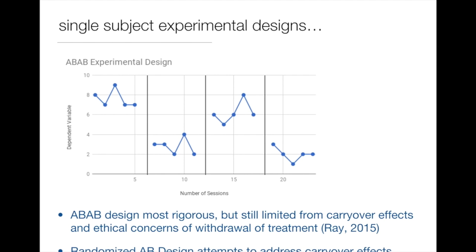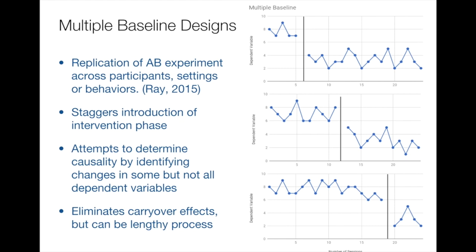If you want to deal with the carryover effects, you can use a randomized A/B design, and this helps to address it. But actually, with both of these, there are ethical concerns anytime you're withdrawing a treatment that's actually working successfully on a client. And so if there are ethical concerns, one of the things you can do instead of those designs would be a multiple baseline design. This is the replication of the A/B experiment across participants, settings, or behaviors. Basically you're staggering the introduction of the intervention phase, and you're eliminating the carryover effects, using these multiple baselines almost as a control for one another, but it can be a lengthy process.